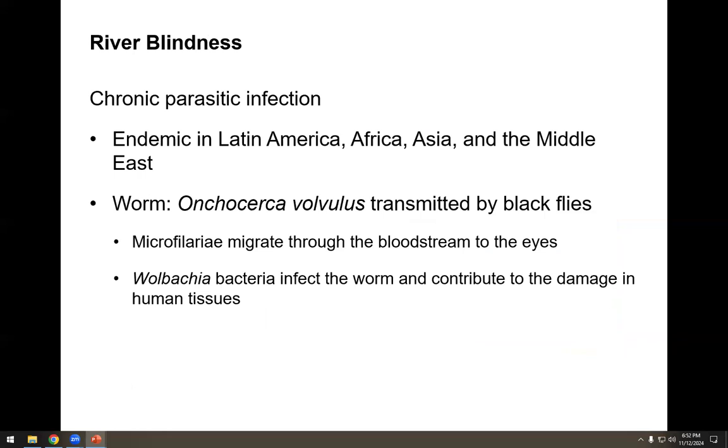All right, river blindness. This is a chronic parasitic infection where a worm gets into your eyeball. Think about that. Flies that carry the eggs of these worms will come and land on the eyes of people in third world countries. They're rubbing their eyes, the eggs come into the body and are able to migrate. The larvae will hatch and migrate into the actual eye itself and develop into worms.